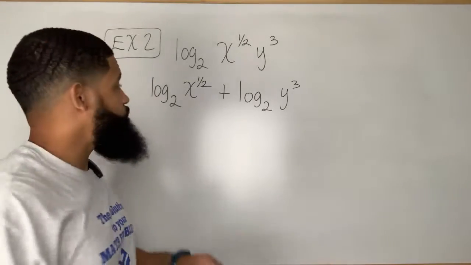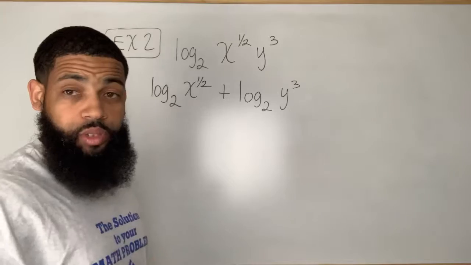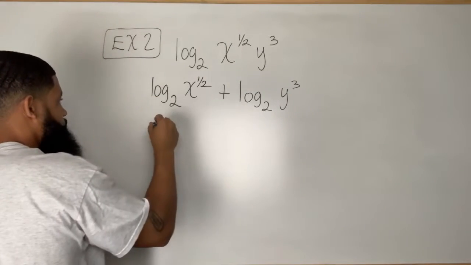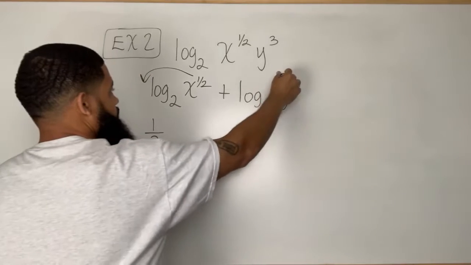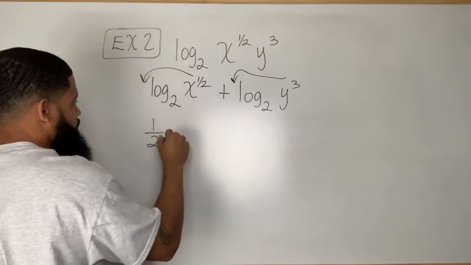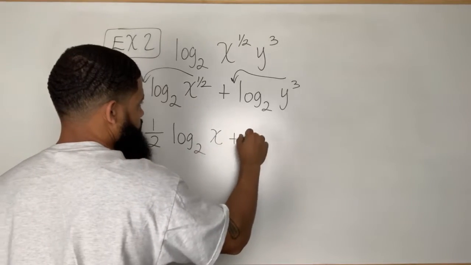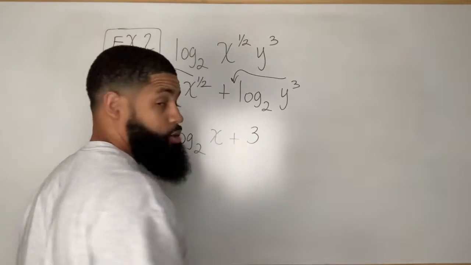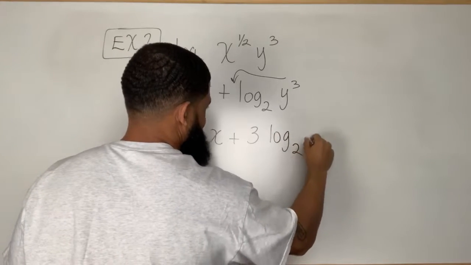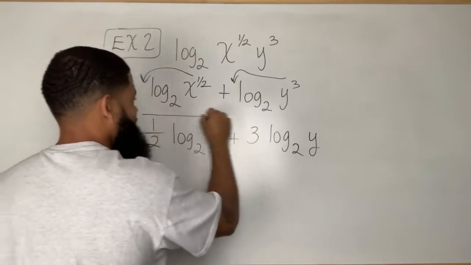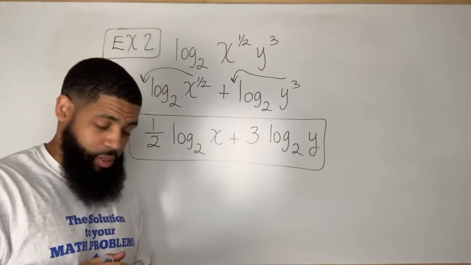But we are not finished because we have to deal with that exponent as well as that exponent, and the rule tells us I need to move that to the front. So I have 1/2, this moves like that, this moves like that. All right, 1/2 log base 2 of x plus 3 log base 2 of y. Now I am done. That's about all that I can do with that.